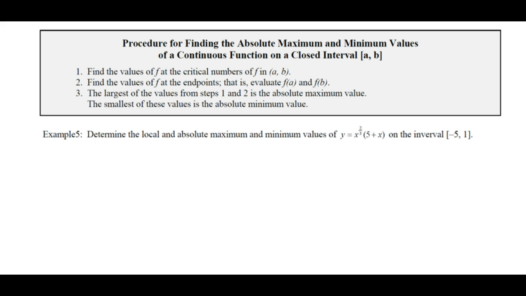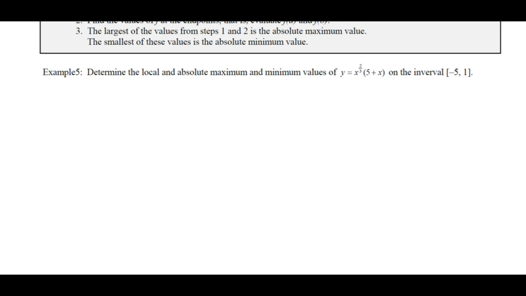So find the values of f at the critical numbers of f. So your first step really is find f prime. Figure out the critical numbers, so where f prime is 0 or where it does not exist. Then find the values of f at the endpoints. So you've got to do f of a and f of b. The largest of the values from steps 1 and 2 is the absolute maximum value. The smallest of these is the absolute minimum value. And then any local values will occur at critical numbers, right? So the endpoints can only be absolute.